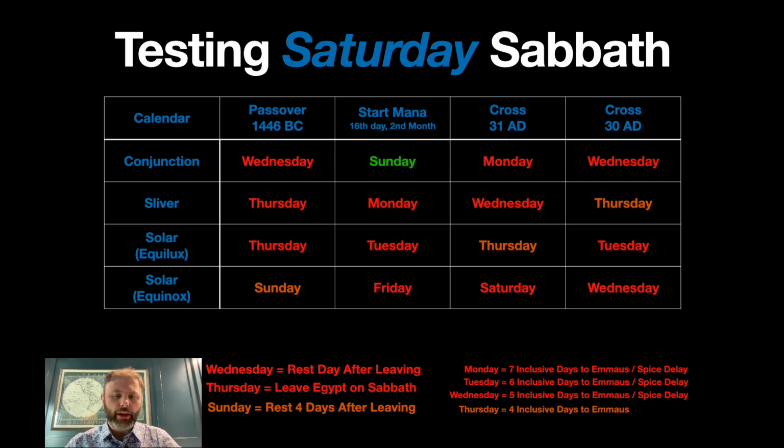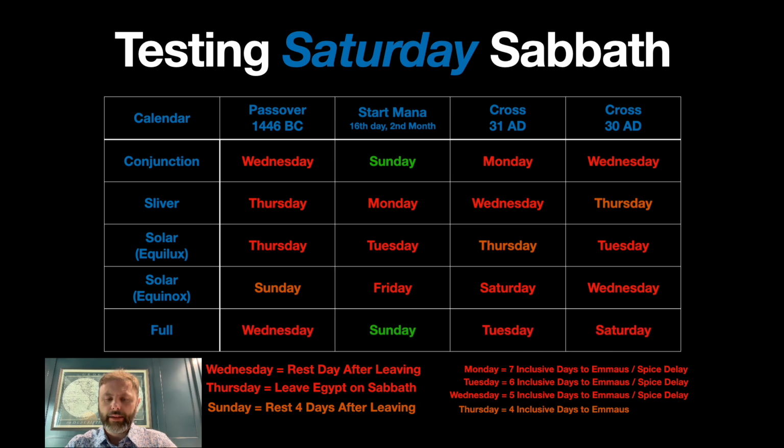We have the solar equinox, which is the Dead Sea Scroll calendar. And here we have a Sunday Passover, which works, but it has them resting 4 days after they leave, which is plausible. But the manna would start on a Friday, the cross on a Saturday. No way that works. And lastly, we have the full moon calendar. When used in conjunction with a Saturday Sabbath, we see that it works for starting the manna on a Sunday, but the other days really do not work.